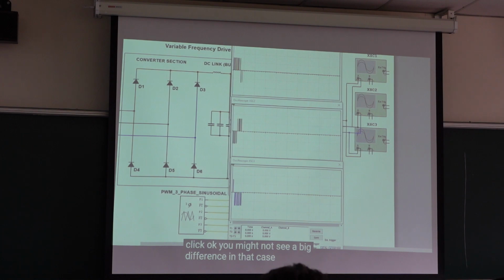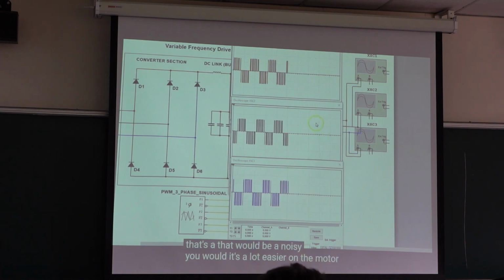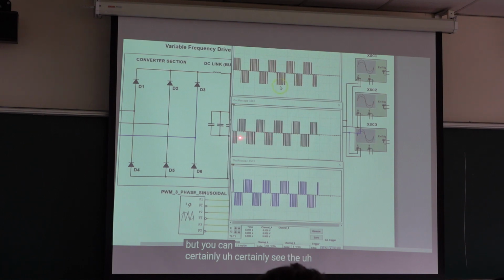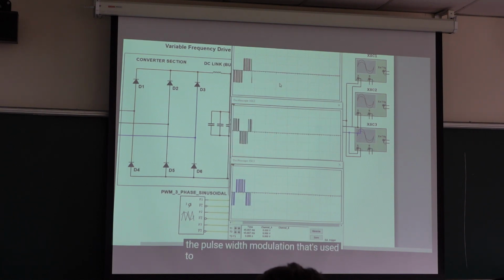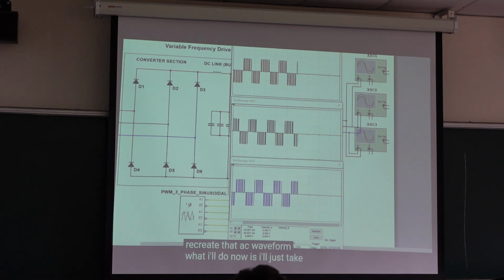Now, carrier frequency reduced, you can see the pulse number is reduced. It's a lot easier on the motor, but you can certainly see the pulse width modulation. So we can reduce the switching frequency that's used to recreate that AC waveform. What I'll do now is I'll just take that up to 16 kilohertz.